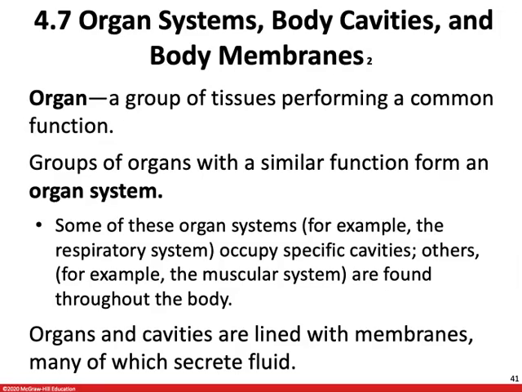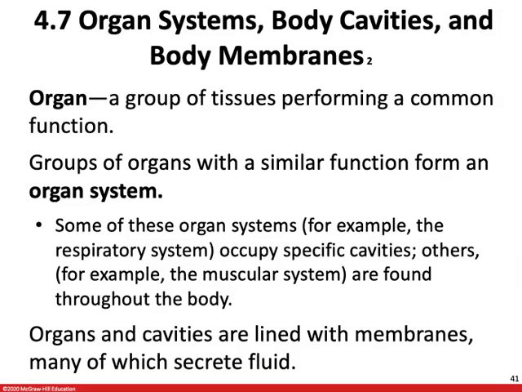So, organs. If you remember back from our discussion in Chapter 1, organs are going to be composed of two or more tissues that work together to perform a specific function. An organ system is going to be composed of multiple organs that are working together for a common function. There are 11 major organ systems in the human body.